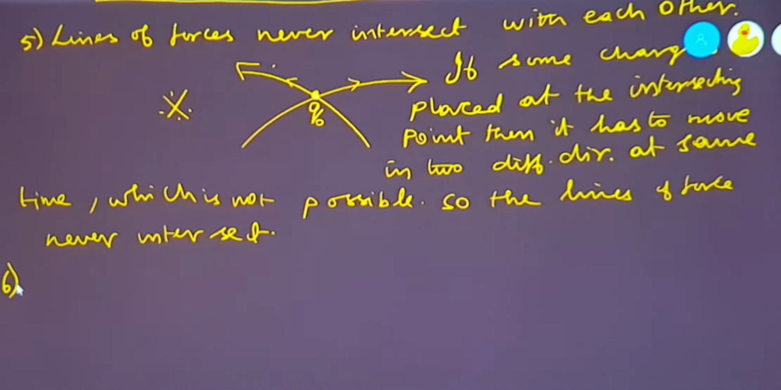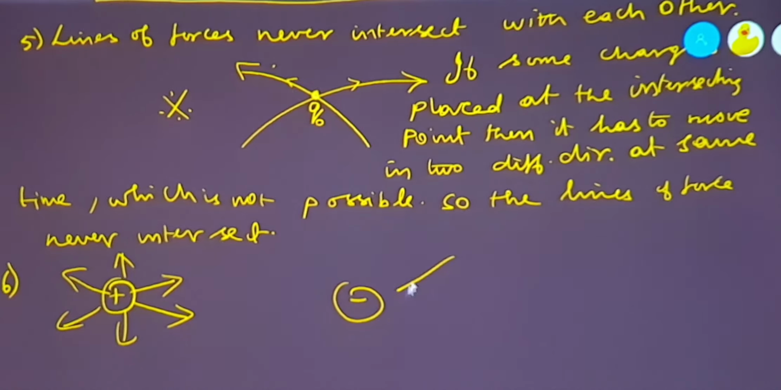Okay, what is point number 6? See, we have to consider two charges. One is the positive charge and another one is the negative charge. We have already stated that the lines of force from a positive charge act radially outwards, and for a negative charge, the electrical lines of force act radially inwards. This is what we have studied.